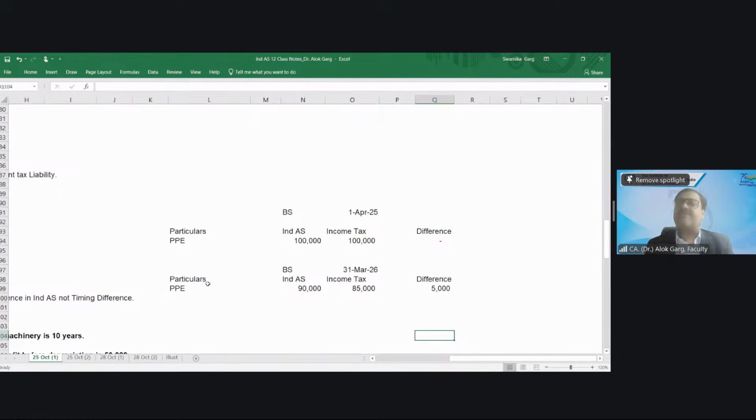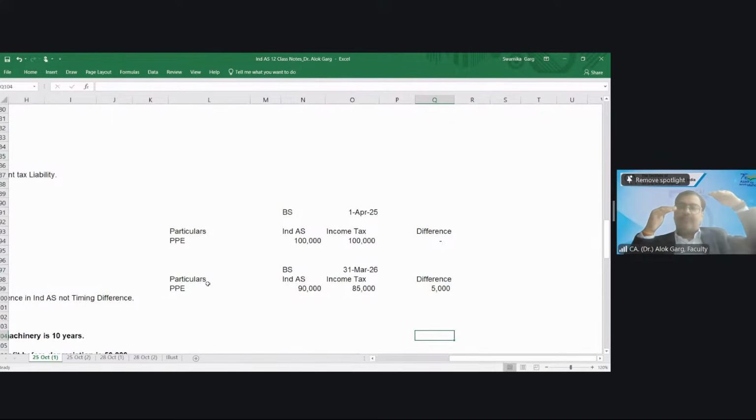Second example, let's take. Your books, investment in mutual fund. You have invested 1 crore rupees in a mutual fund. The closing balance of the mutual fund in the books of account is 1.2 crore because of the increase in NAV, because of unrealized profit. Your mutual fund balance in the books is 1.2 crore. Your income tax balance is only cost, which is 1 crore.